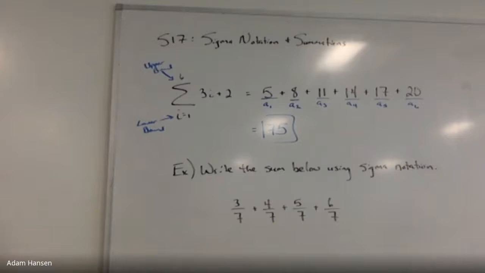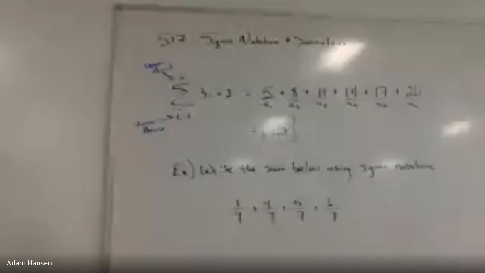You also might see questions like this. Write the sum below using sigma notation. Given the sum 3 over 7 plus 4 over 7 plus 5 over 7 plus 6 over 7. How could I use sigma notation to write that sum?